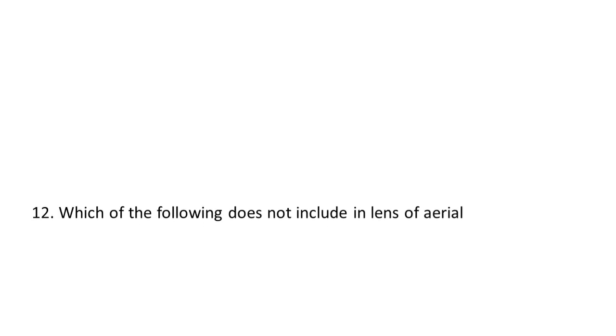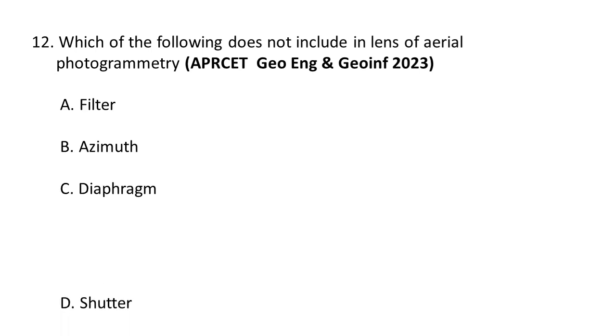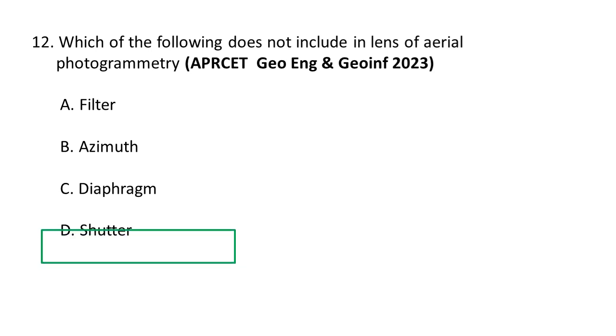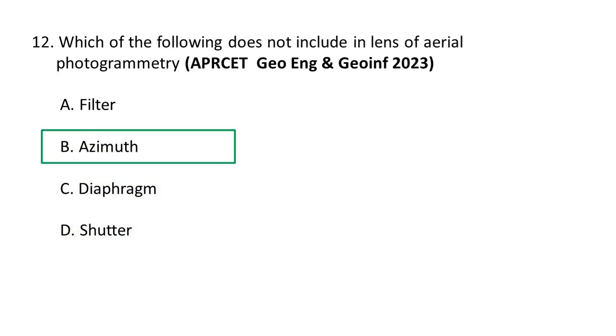Next question. Which of the following is not included in the lens of aerial photogrammetry? A. Filter, B. Azimuth, C. Diaphragm, D. Shutter. So the correct option is B. Azimuth. Azimuth is a horizontal angle measured in degrees or mils clockwise from a reference direction to a designated point. It can also be defined as the angular distance between the direction of a fixed point and the direction of an object. So B. Azimuth is the correct option.